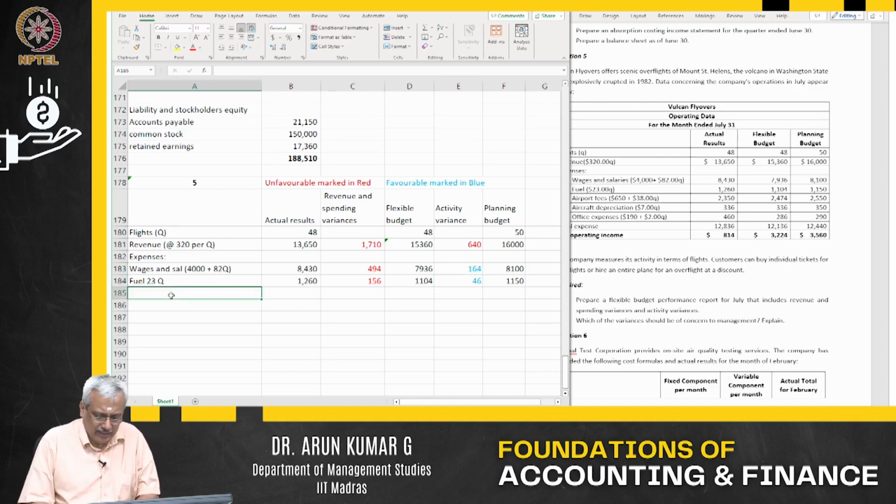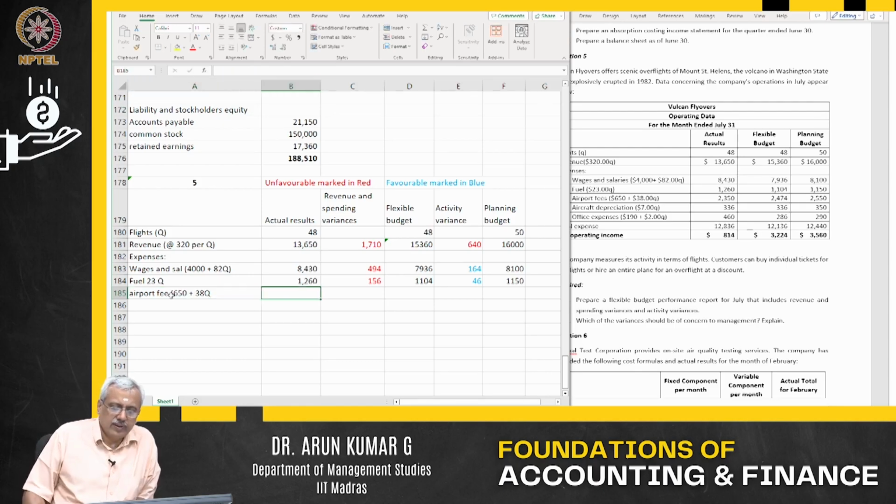Next, airport fee, which is again 650 plus 38Q. What is your actual? 2350, whereas let me look at 650 plus 38 into 48 out here. That's going to be, this is the number. That is my actual.